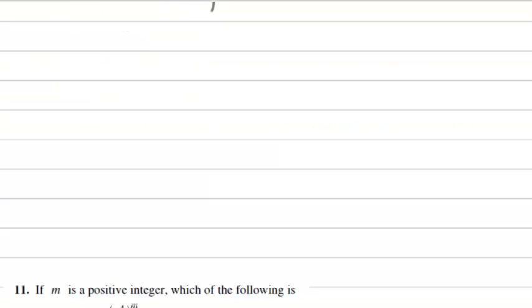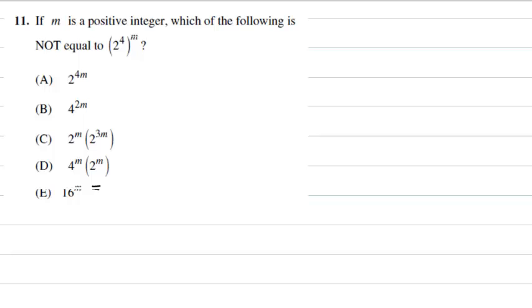Now, here's a problem from College Board's 2011 practice test. M is a positive integer, so which of the following is not equal to 2 to the 4th all to the m power? Well, 2 to the 4th to the m power, according to the rules that I just laid out, that's power of a power, so it's 2 to the 4m. Well, that's equal to choice A. Now 4 to the 2m, well 4 is really 2 squared, so it's really 2 squared to the 2m. And using power of a power, that's 2 to the 4m, so that's also equivalent.